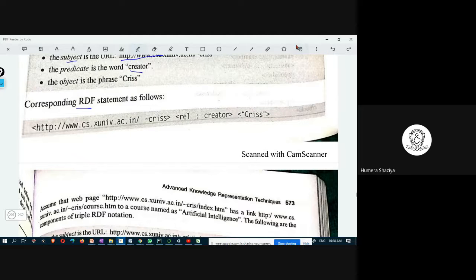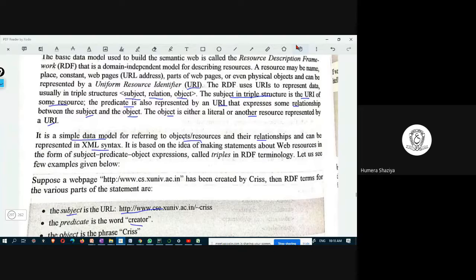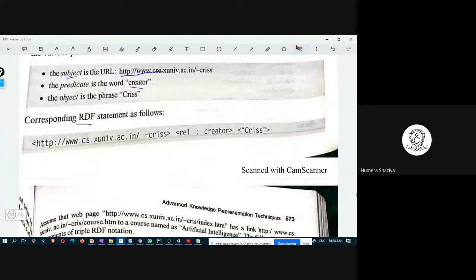Here, what we learned is that RDF, Resource Description Framework, comprises of a triplet. Triplet has got subject, relation, and object. What is subject? This URL is the subject. What is the relation? Relation is that Chris is the creator of this subject. Chris is the object. What is object? Object is the creator. And totally this triplet specifies the RDF.